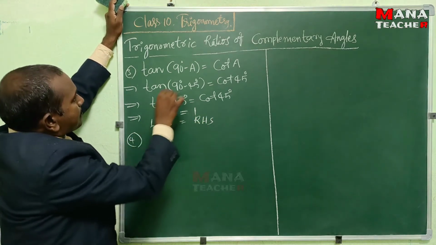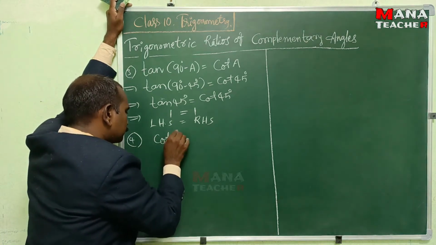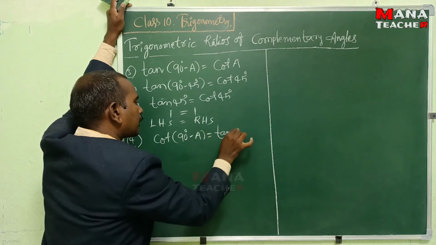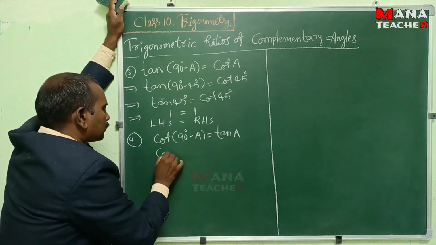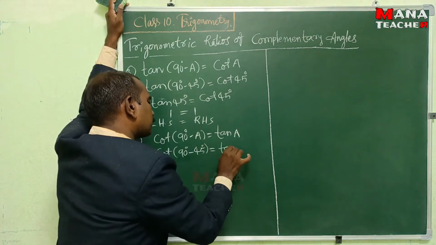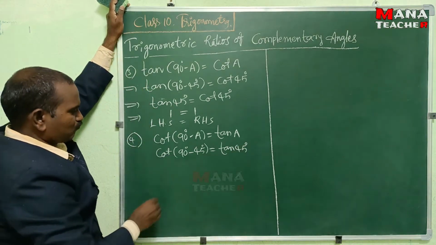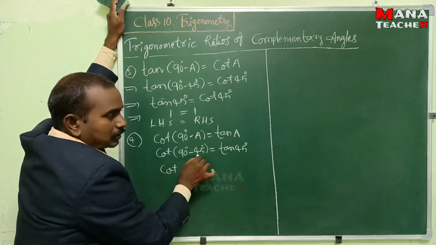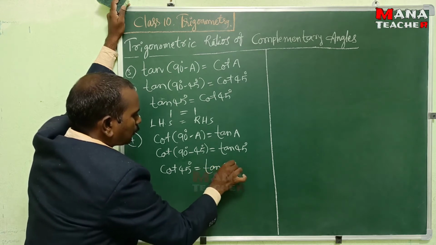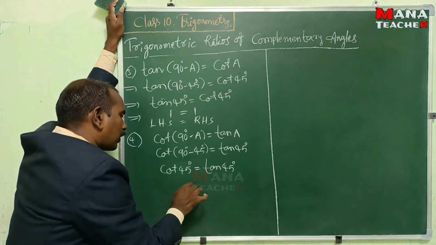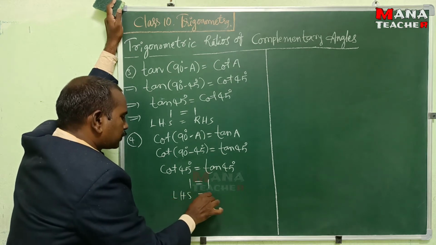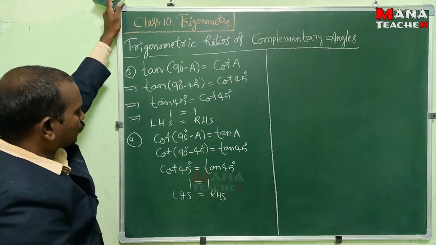Next, the fourth one, cot(90 degrees minus A) equals tan A. Cot(90 degrees minus 45 degrees) equals tan 45 degrees. Now the value of cot 45 is 1 and tan 45 is also 1. So this is also proved on both sides.